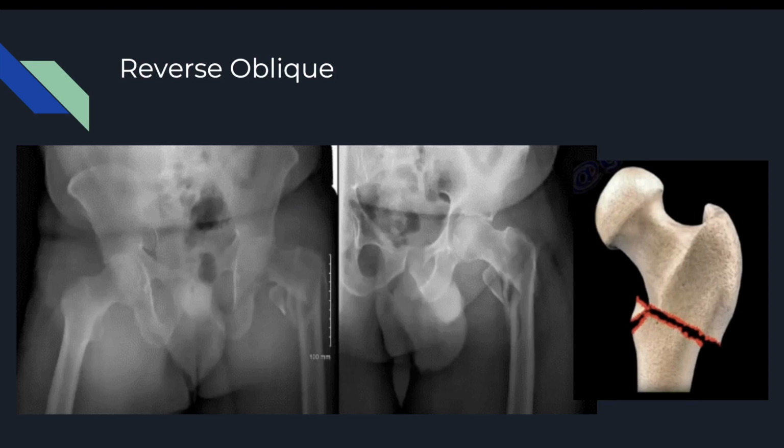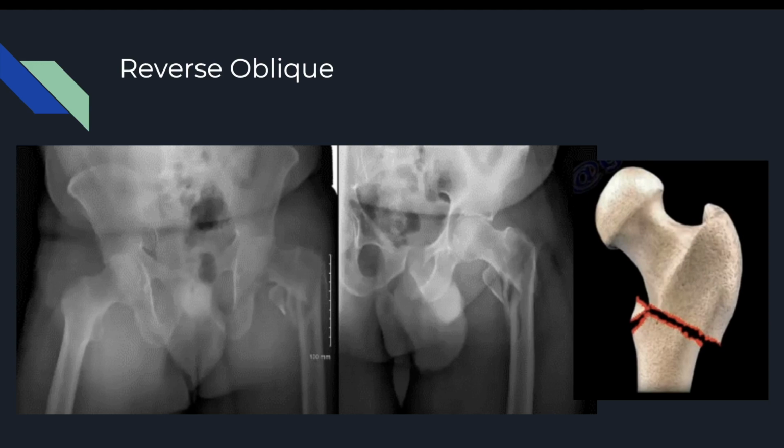So this is an image of a reverse oblique, and to the right of it is the idealized image. These are pretty unstable because there's medial displacement of the femoral shaft due to the adductors, and the fracture extends from the lateral to the medial cortex, as you can see on the left femur. This is what this fracture type would look like.